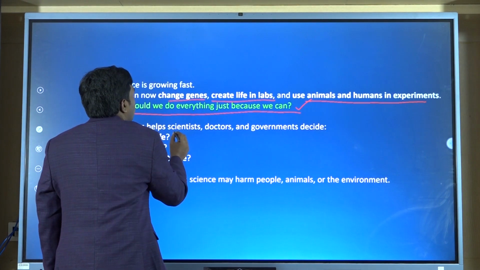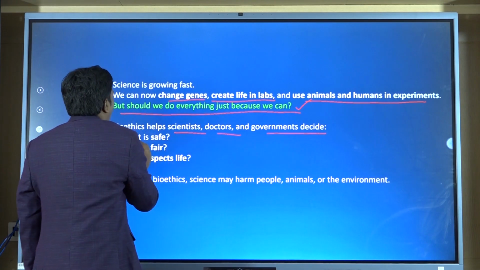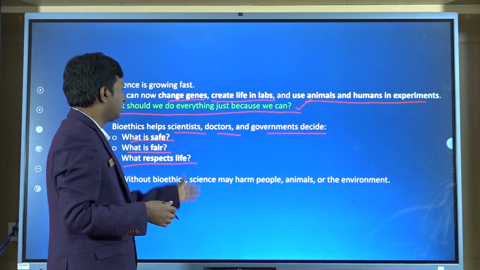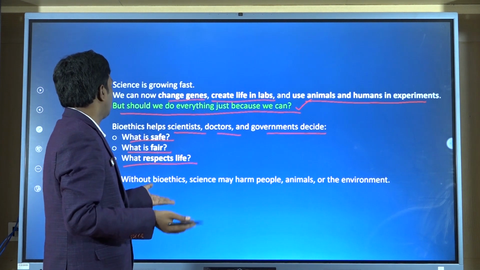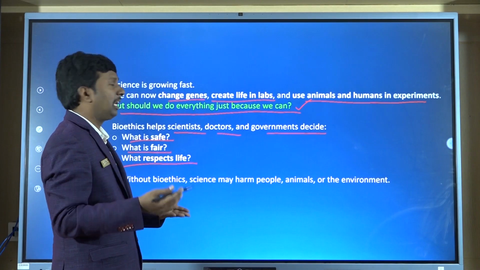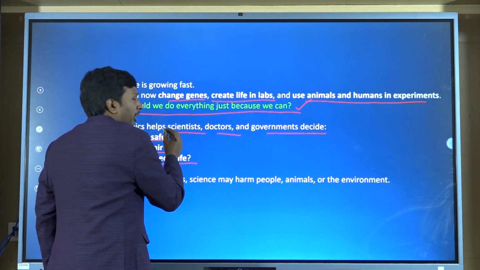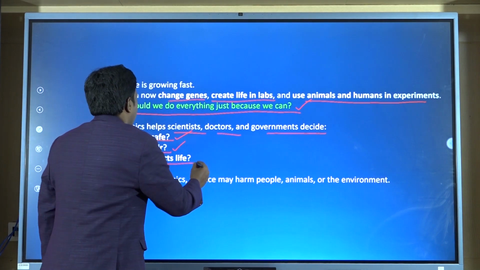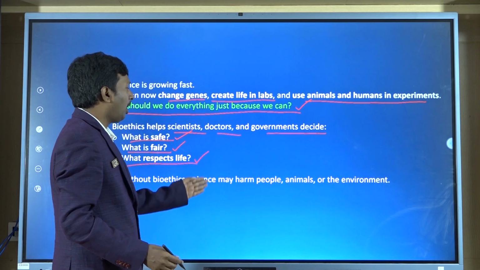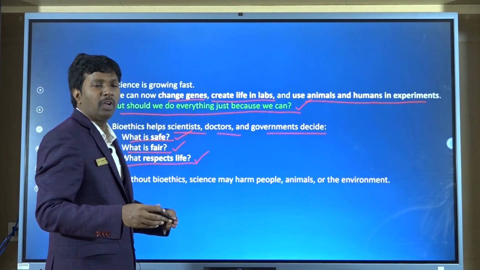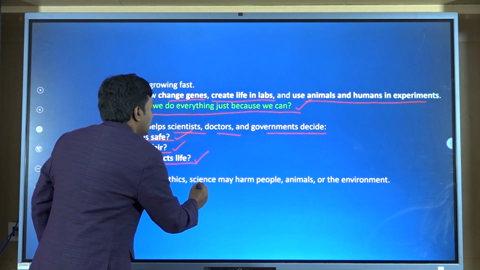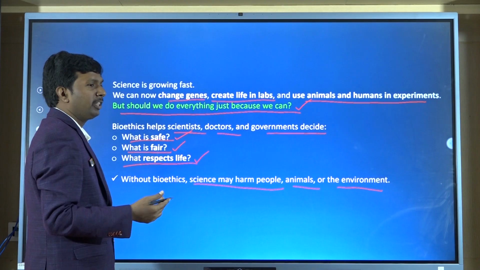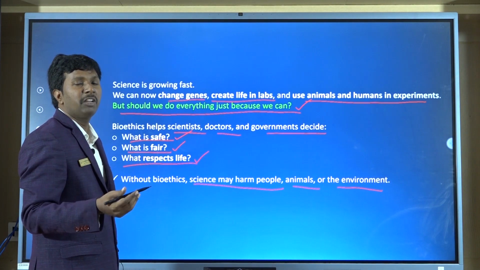Bioethics helps scientists, doctors and government decide what is safe, what is fair and what respects life. When working with medicine, science, technology and biology, we have to know that bioethics helps us understand what is safe, what is fair, and what respects life. Without bioethics, science may harm people, animals and the environment. For example, if you are not following bioethics at all, then science may harm people, animals and the environment. So we have to follow bioethics. We have certain rules and limits when we are dealing with science and technology.